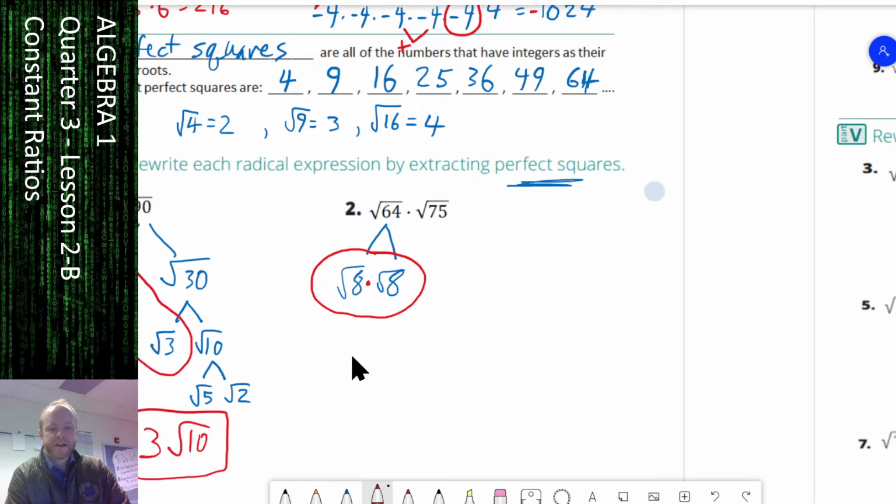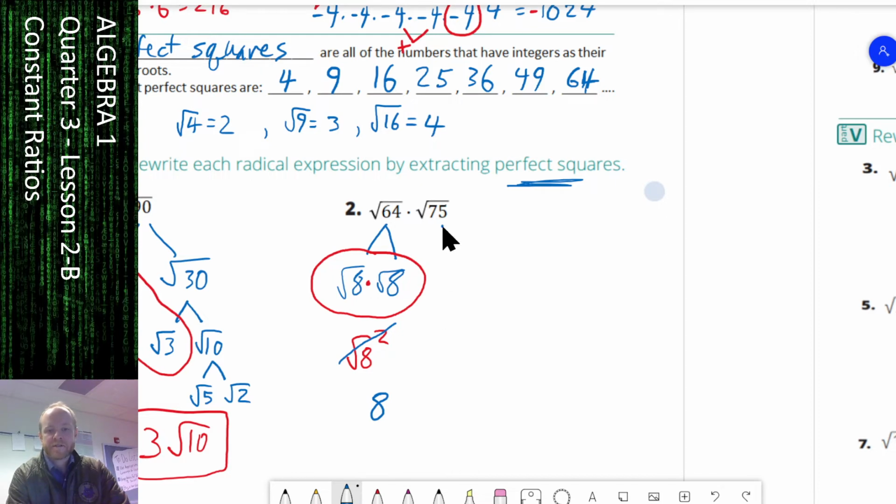We can rewrite that as the square root of 8 squared. Squaring something just means multiplying it by itself. And then these two things cancel out. The square root and the square are opposites of each other, and so we're left with just 8. We extracted it. We took it out from underneath the square root sign.